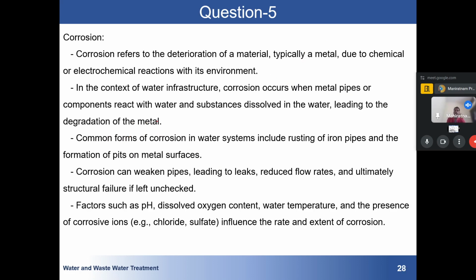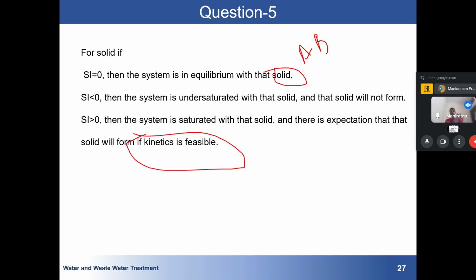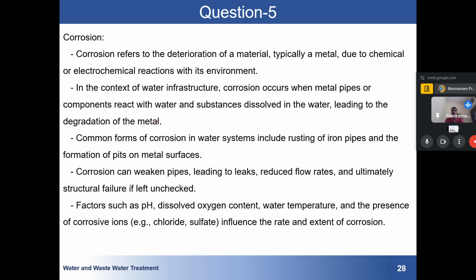So you can say that if something has to precipitate, Q should be greater than KSP, meaning a sufficient amount of both species in dissolved form should be present in such a way that it can cross the KSP value and precipitate. Okay, the question was about corrosion and scaling, and one should know what corrosion is.